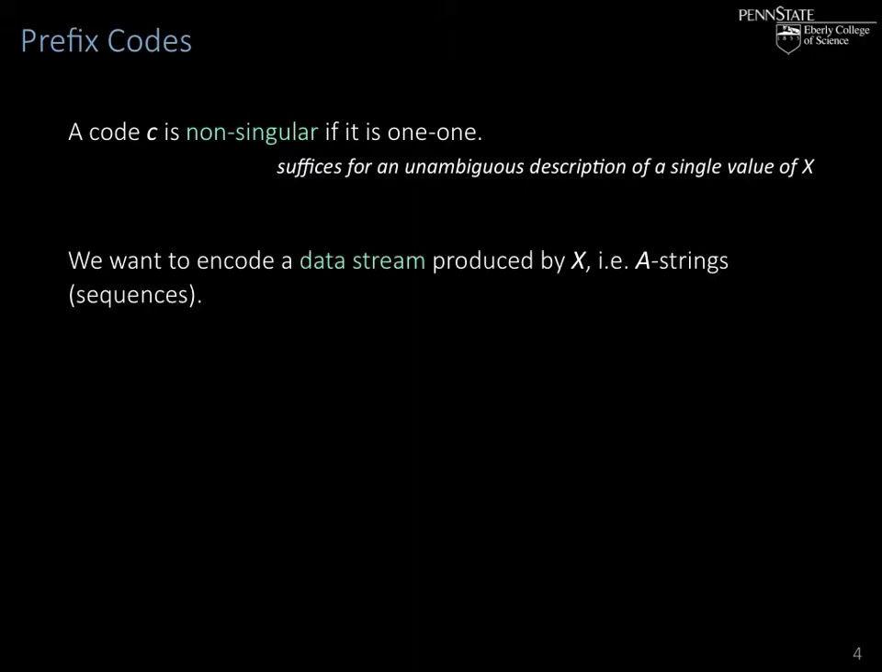But we actually want to do a little bit more. We want to not only encode single values of x. I mean, since we're in the probabilistic setting, we're actually looking at asymptotic behavior here. What we want to do is actually to encode data streams produced by our random variable. So in other words, we want to encode whole strings over the alphabet A, or even sequences, infinite sequences.